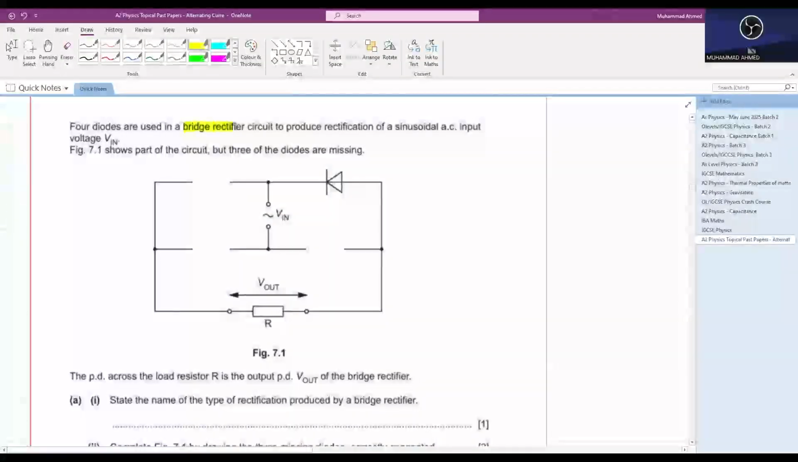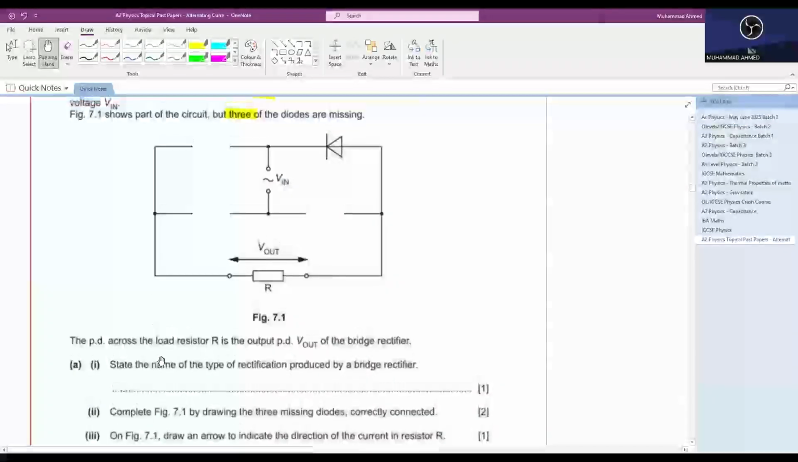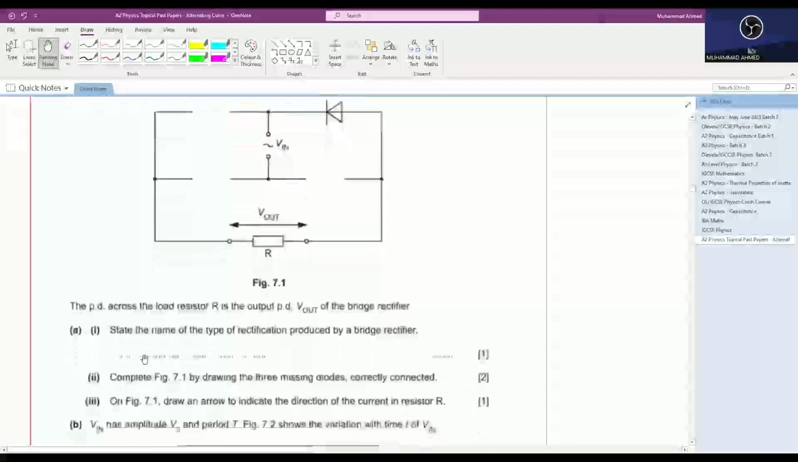4 diodes are used in a bridge rectifier circuit. Okay, bridge rectifier circuit is basically a complicated name for rectification, to produce rectification of a sinusoidal AC input voltage. Figure 7.1 shows part of the circuit, but 3 of the diodes are missing. The potential difference across the load resistor is the output potential difference of this bridge rectifier. This is your output. State the name of the type of rectification. This is full wave rectification. How do I know that? Because there are places for 4 diodes here. Okay, let's move on to part 2.